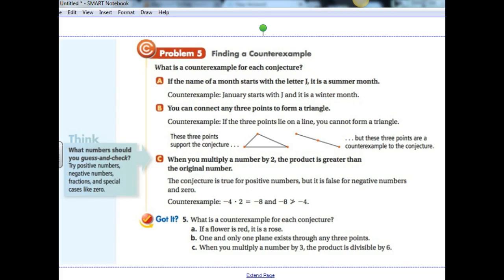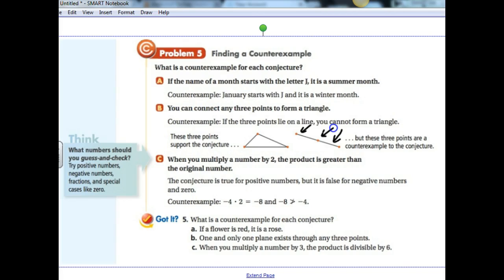Look at B. You can connect any 3 points to form a triangle. The counterexample is, yes, some of them will create a triangle, which supports your conjecture. However, you only need one that will disprove that. And so the one on the right here, as you can see, is sometimes 3 points can be in a straight line, as you see here, here, and here. So that does not make a triangle. So that would be your counterexample for letter B.